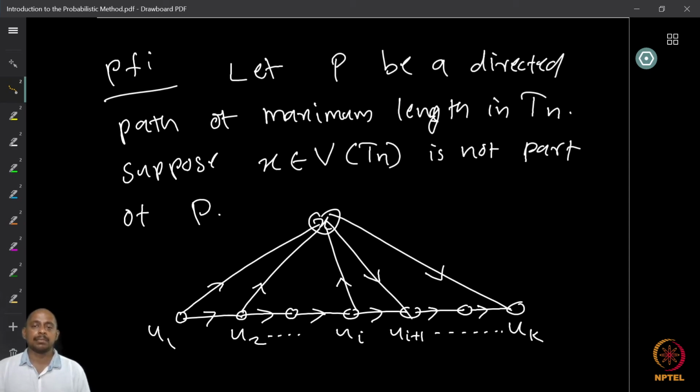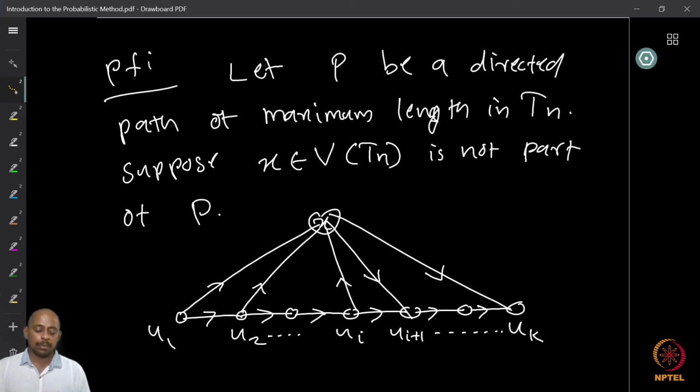So we take a maximum length directed path in the tournament T. Now since it is maximum length, it cannot be extended. So if U1 and UK are the endpoints of the path, U1 to UK is a path. If it has all the vertices, it is a Hamiltonian path. If not, there is some vertex which is outside. So let's say X is the vertex outside. Now, of course, X is connected to all the vertices, since in the complete graph all the vertices are connected.